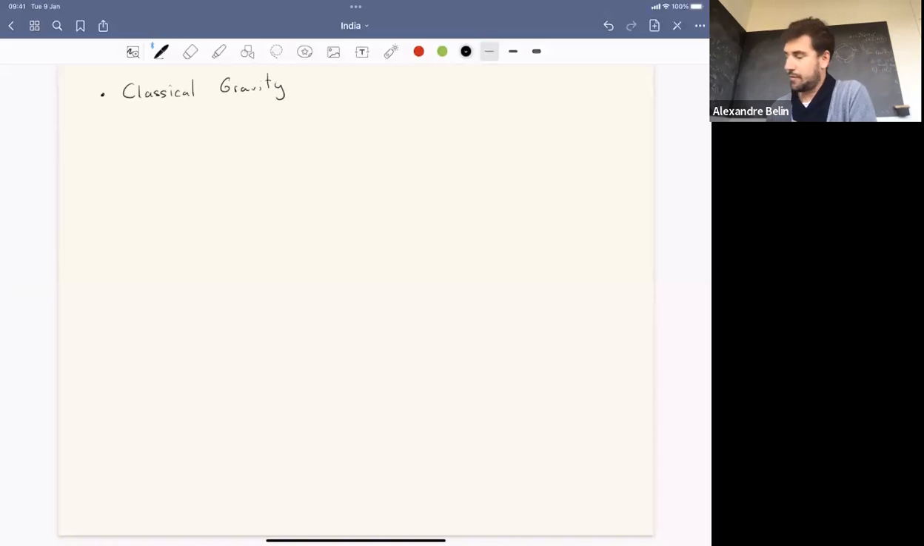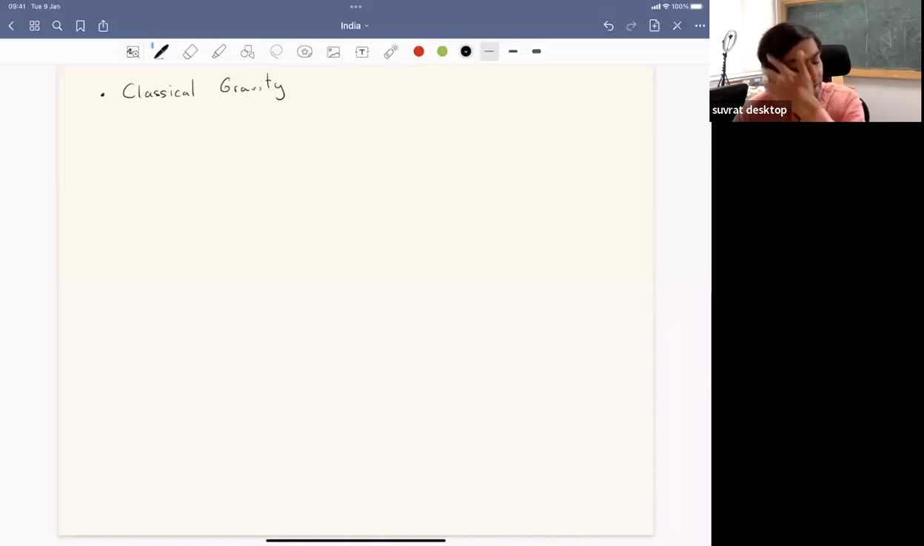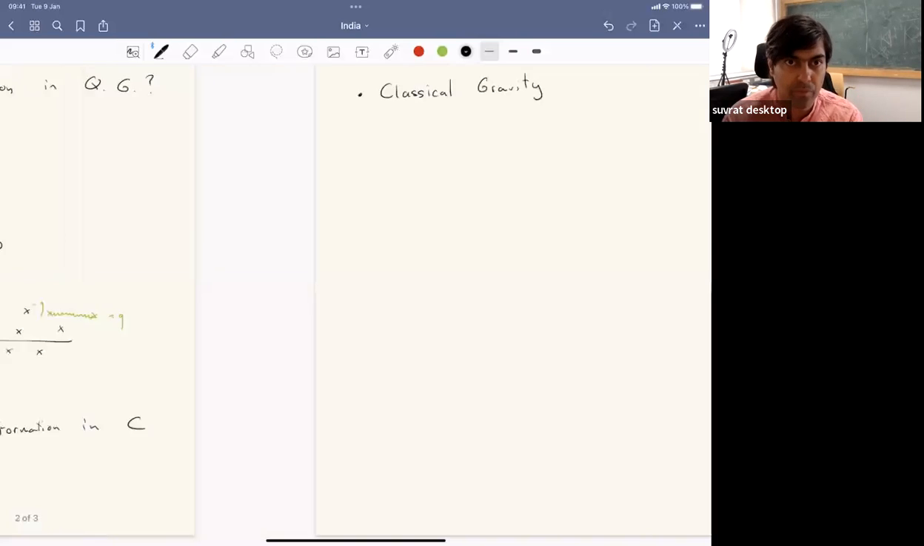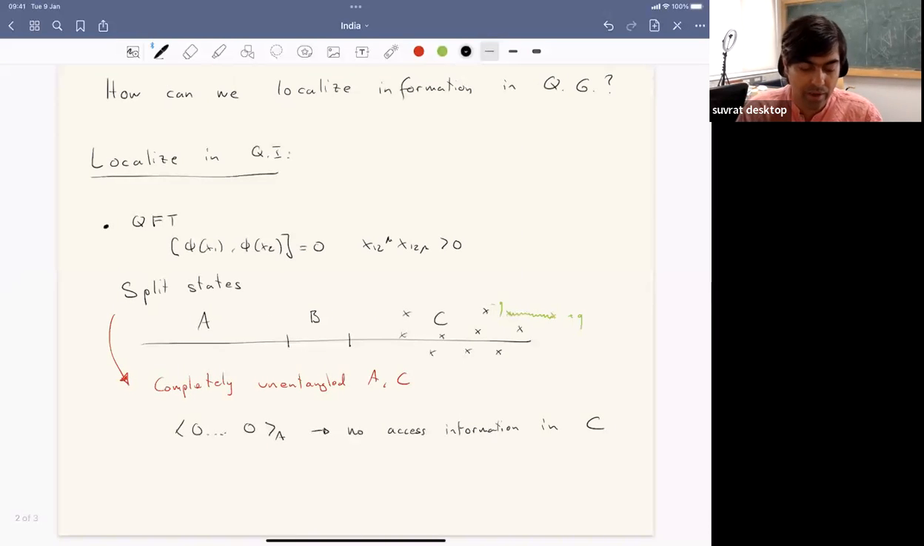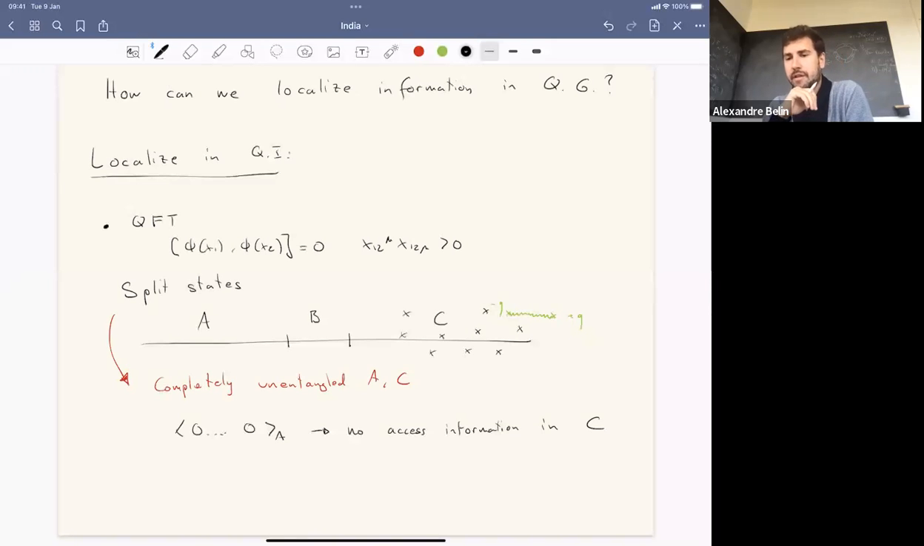So in classical gravity, just a small thing. In gauge theories as well, the statement is exactly the same. Because you can put negative charge in the buffer, if I only have access to observables in A, I have zero information about C. I don't even know its total charge. Because of the buffer, you're saying. Thanks. That's a good point. Yeah. That's right.